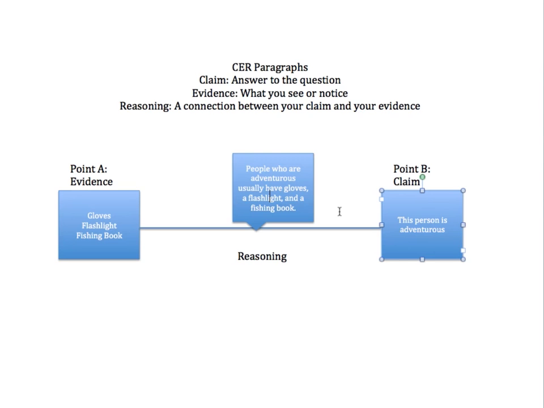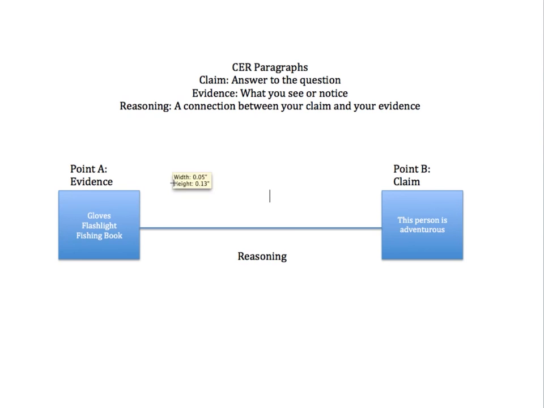This is a common mistake because this is a connection, right? We're connecting these items to the word adventurous. However, this is not a statement that most people would agree with. People who are adventurous usually have gloves, a flashlight, and a fishing book. I don't think that people would necessarily agree with that. Okay, so that statement is really not going to be effective in your reasoning. So we want to start with making statements that we know the reader will agree with.